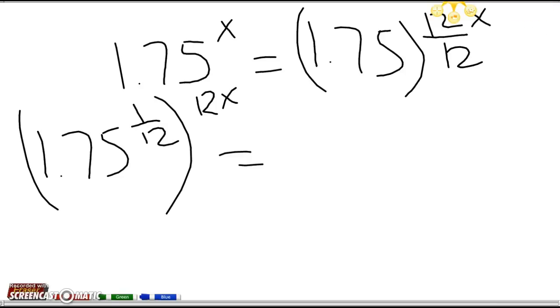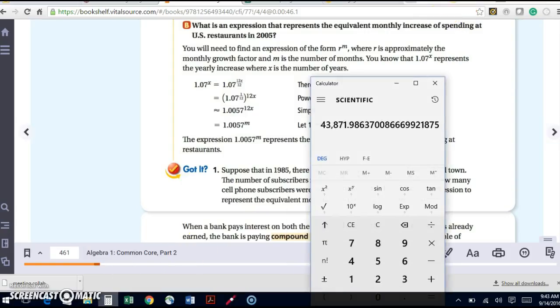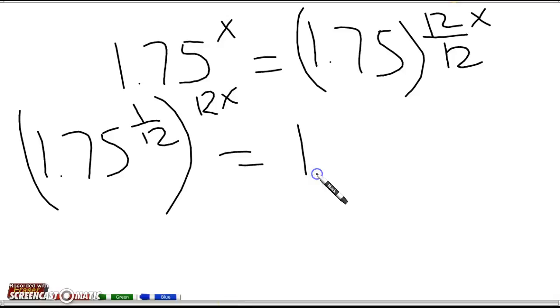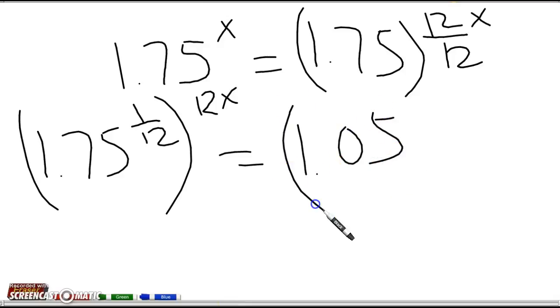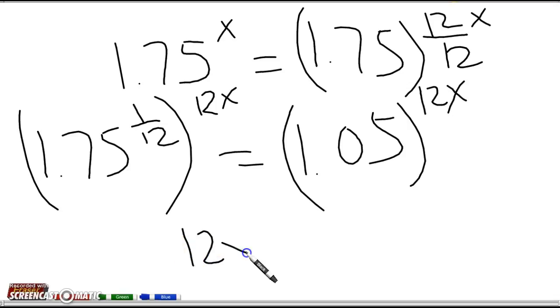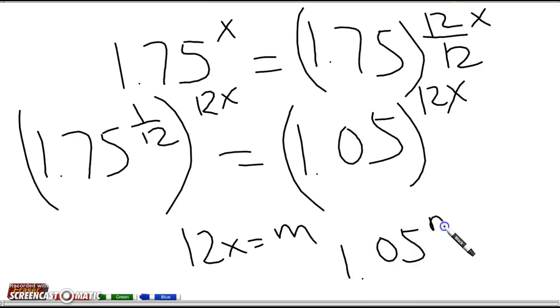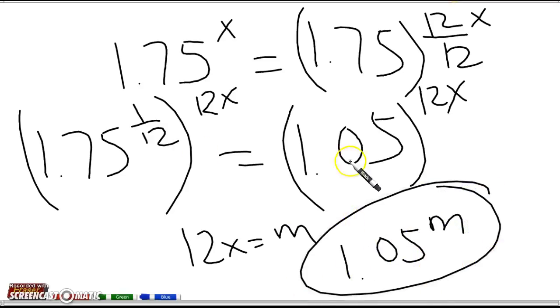And let's see what that is. So 1.75 raised to the, put in parentheses, 1 divided by 12. And I get 1.047 or 1.05. So I get 1.05 raised to the 12x. And we'll say 12x, like they did, is equal to m. So I'll say 1.05 to the m. All right, I hope this helps.